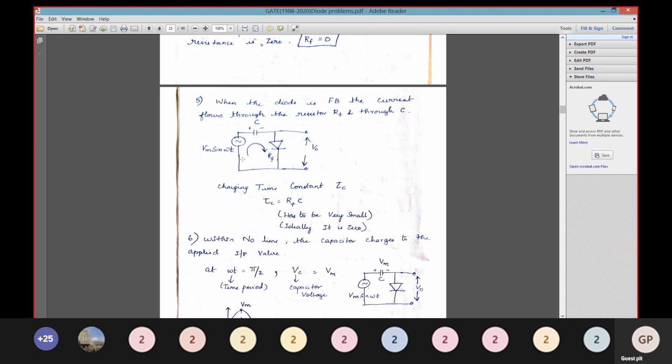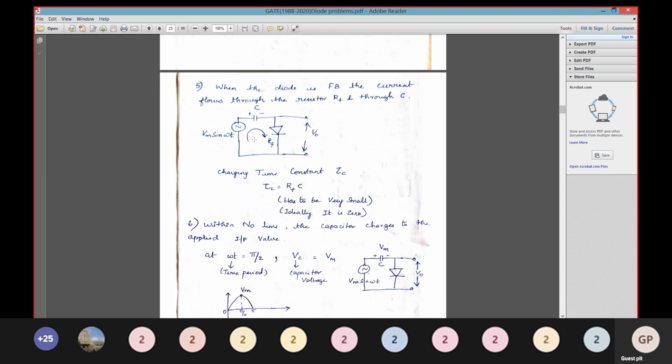This is how your circuit signal goes on. So V is Vm sin omega t and it is forward biased. So your current goes like this, and your capacitor charges to a maximum value. So what is your time constant? Tau c is equal to Rf times C. So since Rf is 0, your time constant is very low. It takes a very small time for the capacitor to charge to a maximum value of Vm.